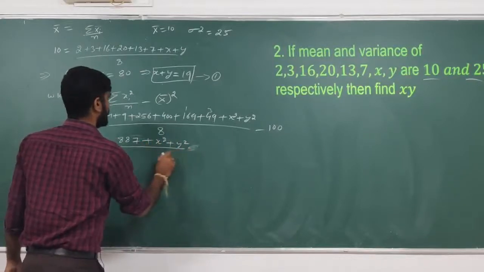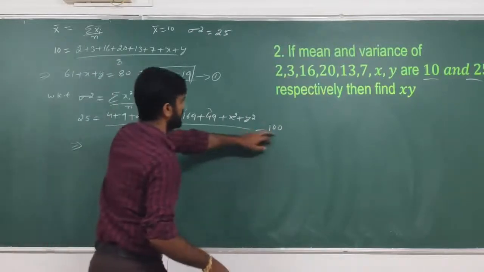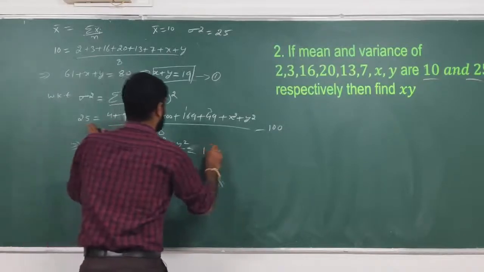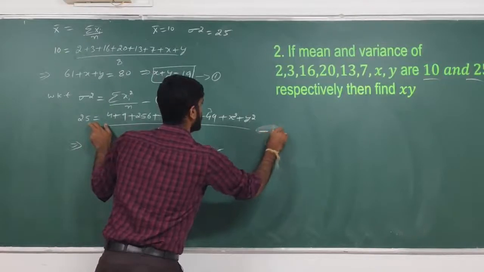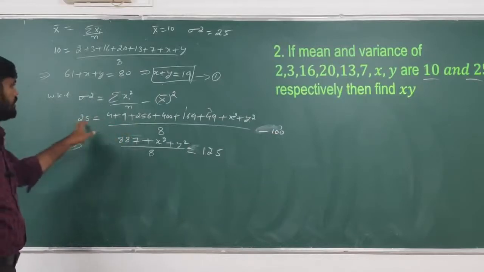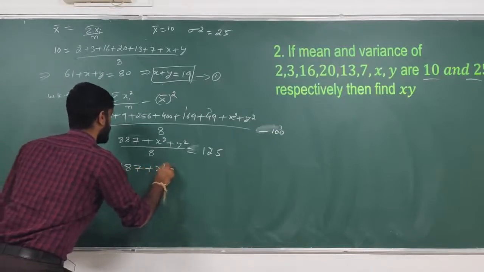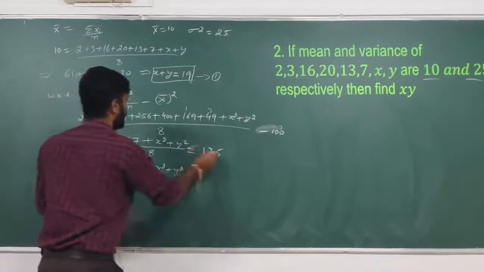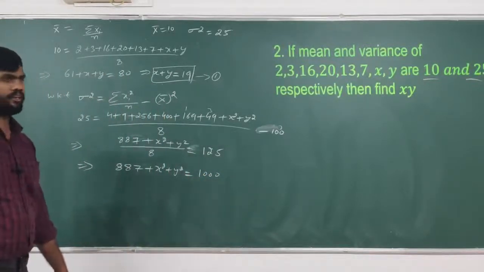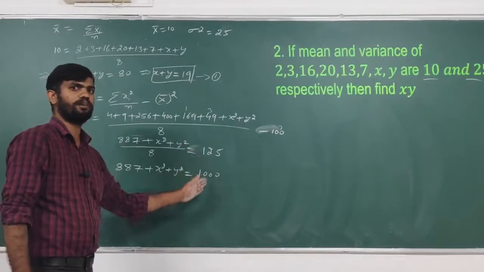All divided by 8 is equal to 25 plus 100. Just transfer this to the right hand side: the minus 100 on the left becomes plus 100. 100 plus 25 is 125. Now this implies that 887 plus x square plus y square is equal to 125 into 8, which is 1000. 100 into 8 is 800, 25 into 8 is 200, and 800 plus 200 is 1000.